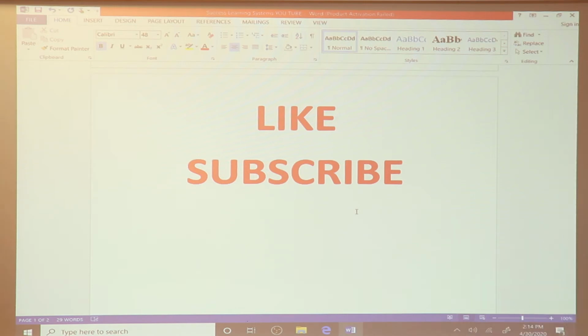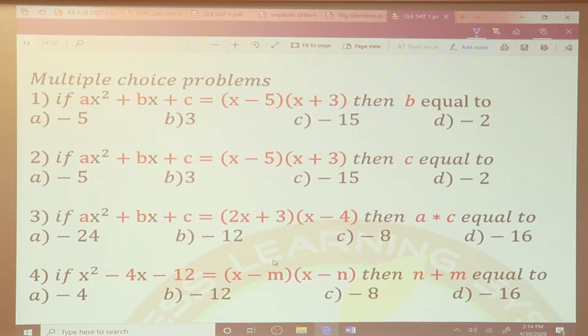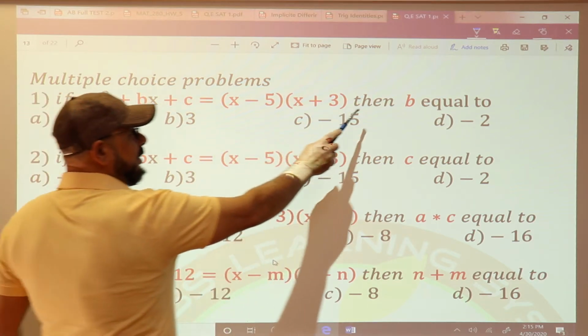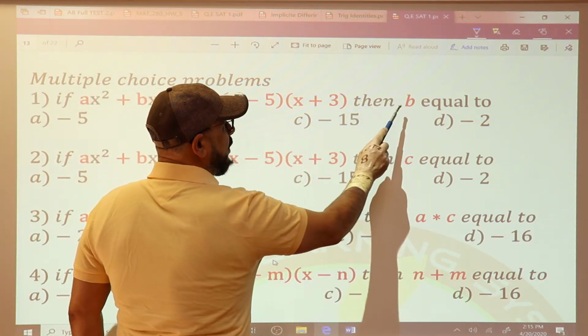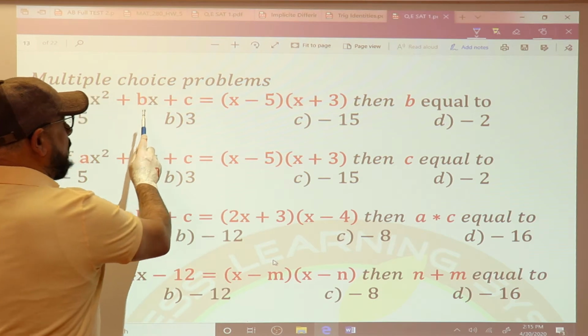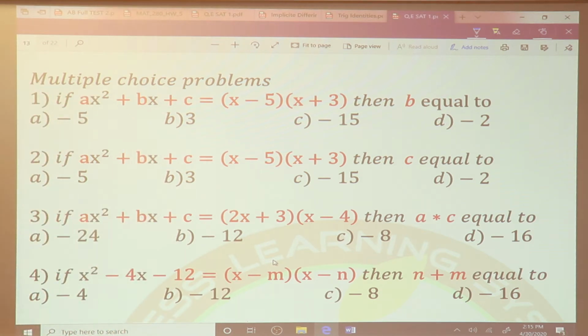Okay? Then we have about 15 minutes. Let us see how many problems we can finish in 15 minutes. The first problem: if ax squared plus bx plus c equals (x minus 5)(x plus 3), then b equals what? He wants the value of b.